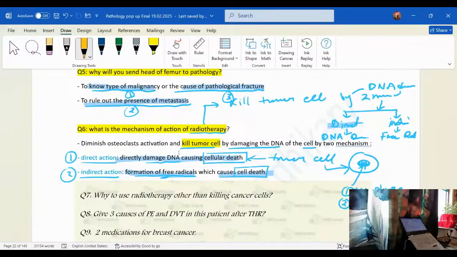So radiotherapy diminishes osteoclast activation and kills the tumor cell by damaging DNA through two mechanisms. One, direct action, directly damaging the DNA, causing cellular death. Two, indirect action, forming free radicals, and these free radicals cause cellular death.